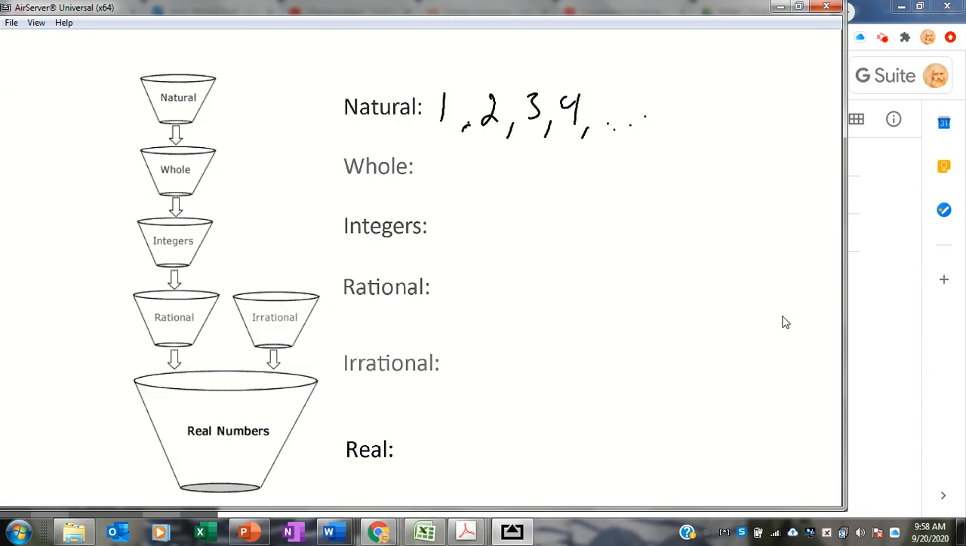And then we get into whole numbers. Honestly, the only difference between those two is what number they start with. Natural numbers start with 1, 2, 3, 4, and whole numbers start with 0, 1, 2, 3, 4. So whole numbers only have one additional number, which is 0.